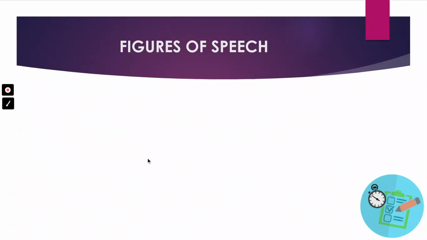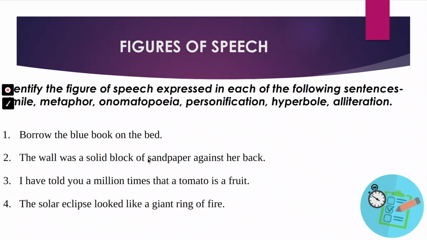Now that we have looked at these different figures of speech, it is time to practice. So in this exercise, you are to identify the figure of speech expressed in each of the following sentences. We have looked at the simile. The simile compares two unlike things with the use of as or like. Your metaphor, similarly, compares two unlike things without the use of as or like.